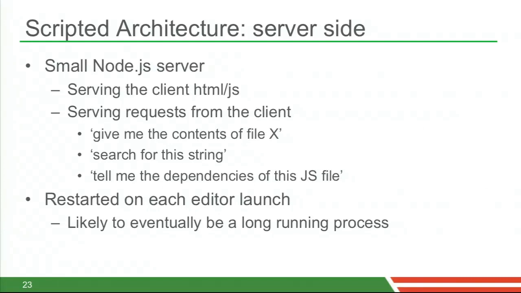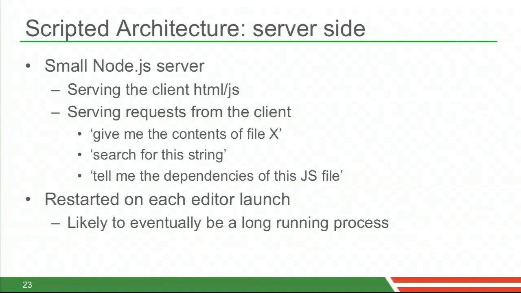Then on the server side, we had some choices. We decided not to go with the Orion-based OSGi server, and we decided to go full-on JavaScript end-to-end. The tool we're building is for working on JavaScript. Why not enable it so we can use it on developing scripted itself by going for a full JavaScript end-to-end solution? The natural fit there, of course, is Node. So we have a very small Node server in scripted that's used to do two things. It's used to serve the client code, the HTML and JS that makes up the editor, and it's also used to answer requests from the client.